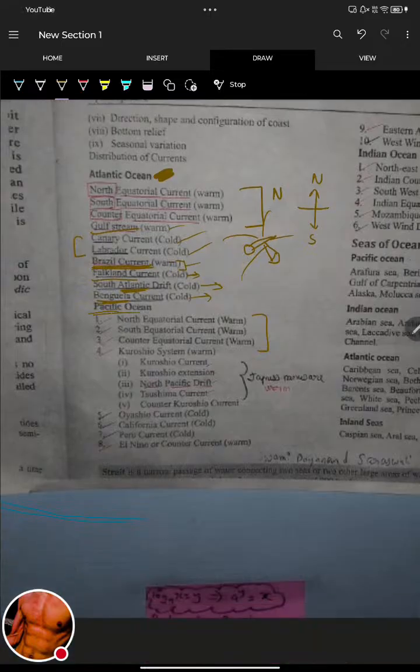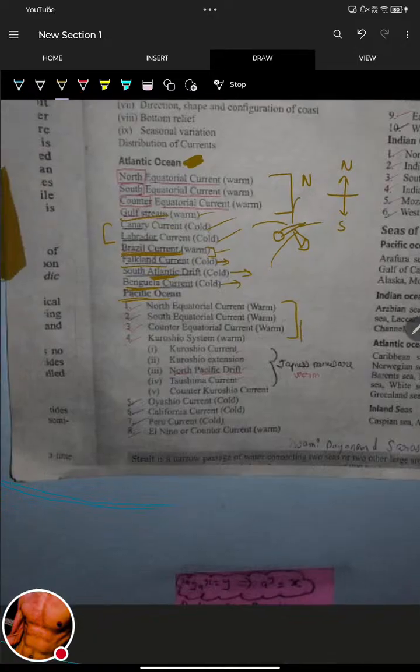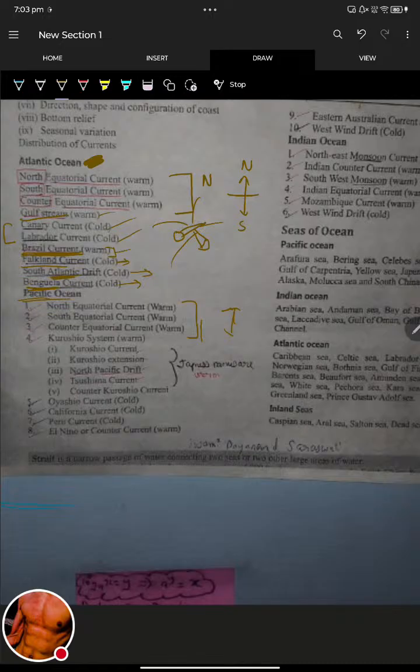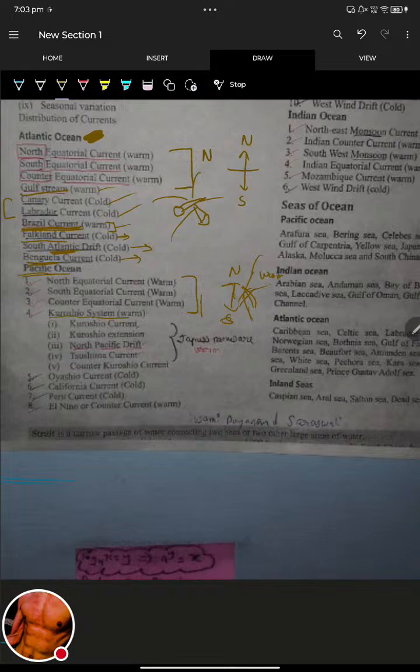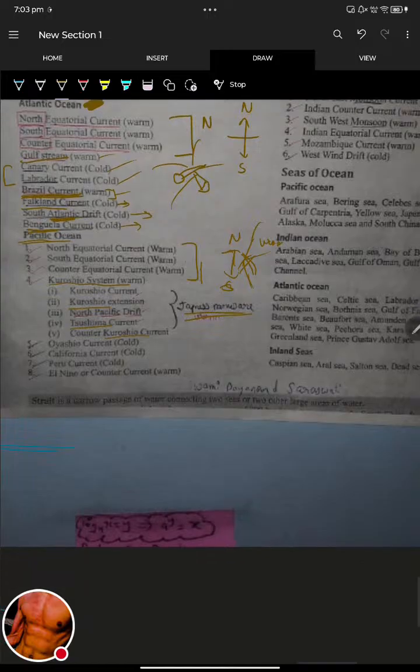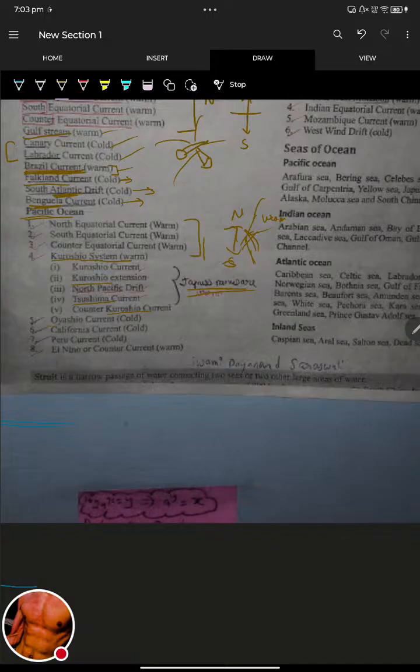Now going to the Pacific, which is calmer. North, south and counter equatorial is always warm. Now Kuroshio, whatever, the Japanese names. I have written here Japanese names like Tsushima, Kuroshio extension. Everything is warm here. Now the Oyashio is cold. This is a thing that you need to remember.